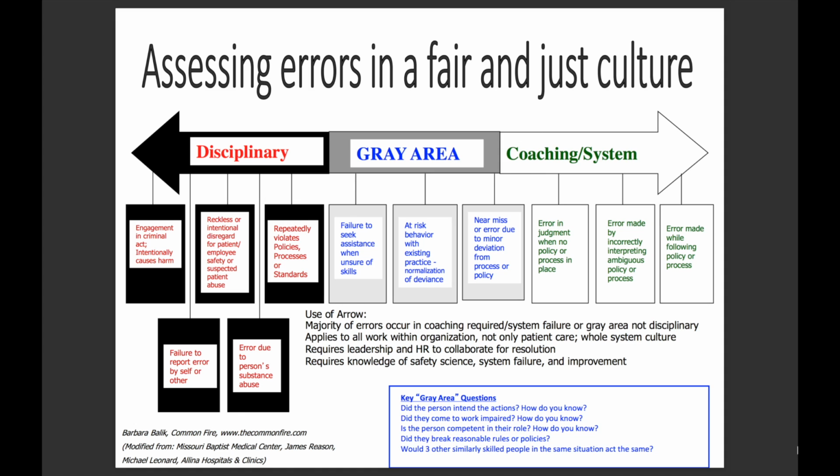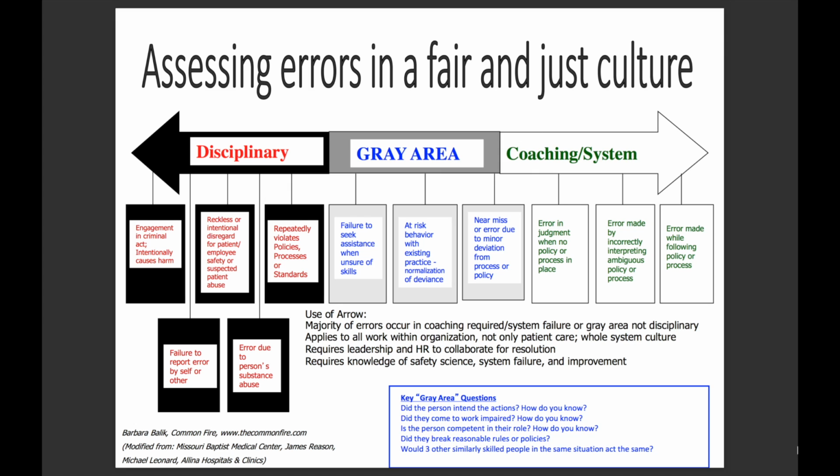In the gray area of the middle is what happens with residents or new trainees, failure to seek assistance when unsure of skills. People are too cocky about what they know how to do. Asking for help is one of the best things to do when there's trouble.